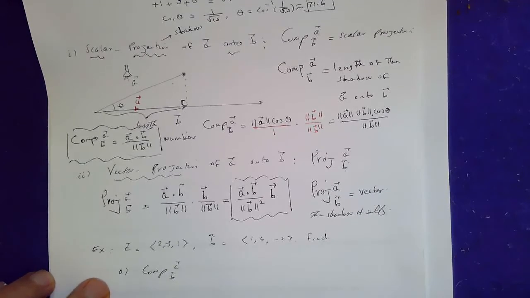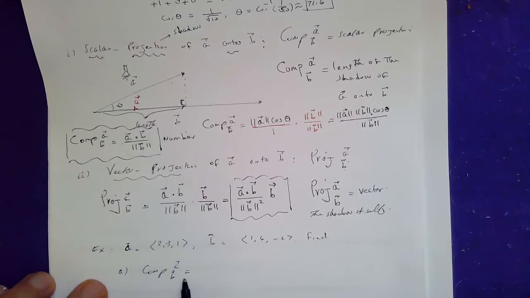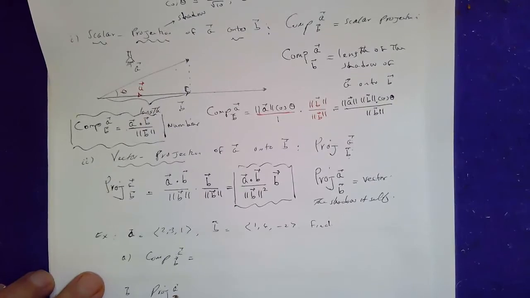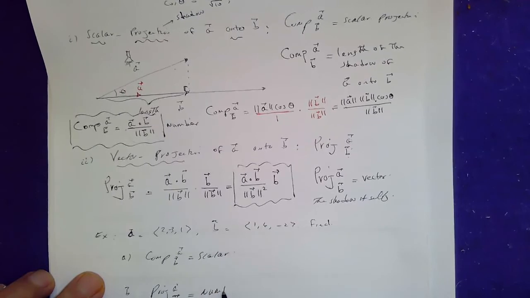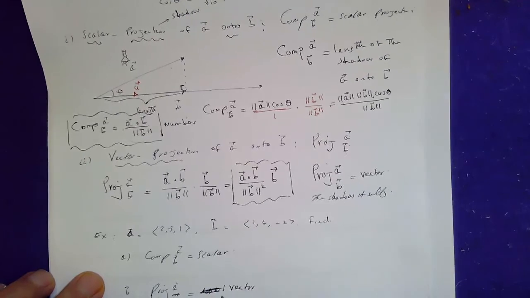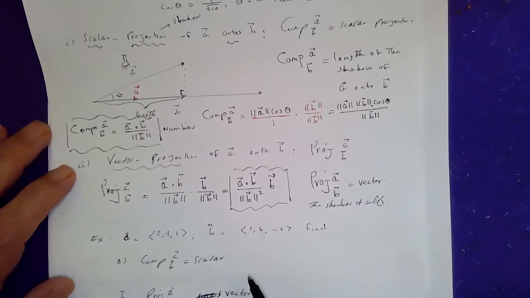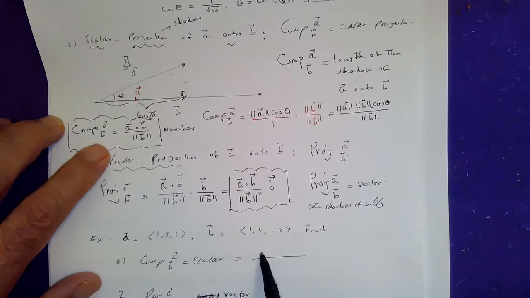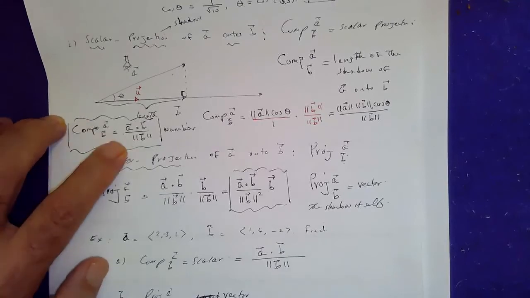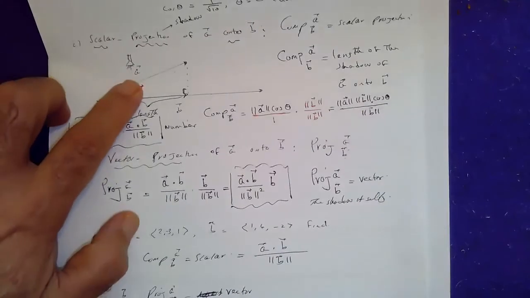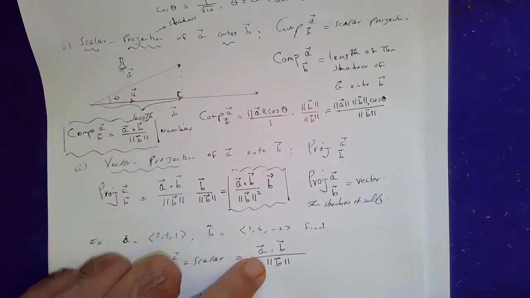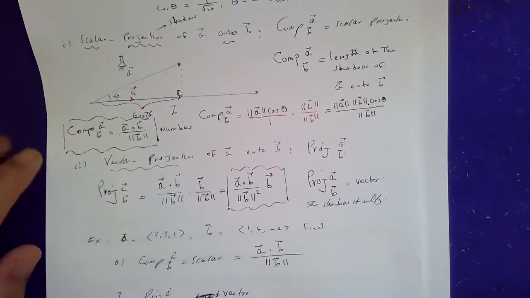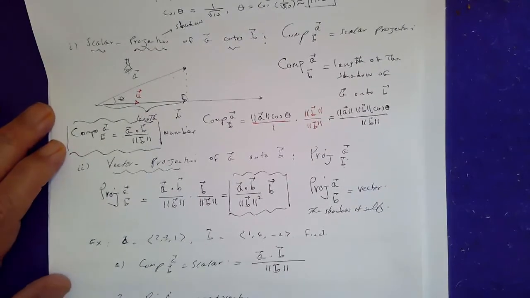So let's follow this formula and see how you would go about finding the scalar projection of A onto B and the vector projection of A onto B. Remember, this one is a scalar, a number, but this one gives you a vector. So how do you do this if you follow the formula? That would be A dot B over the magnitude of B, based on the formula. So if these were V and W, it would be V dot W over the magnitude of W.